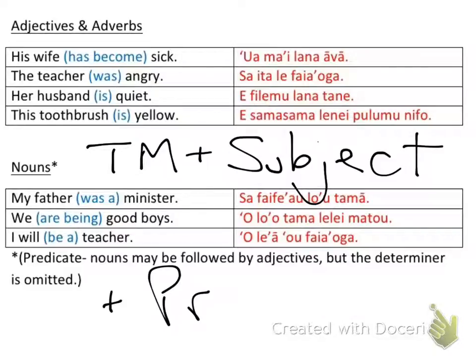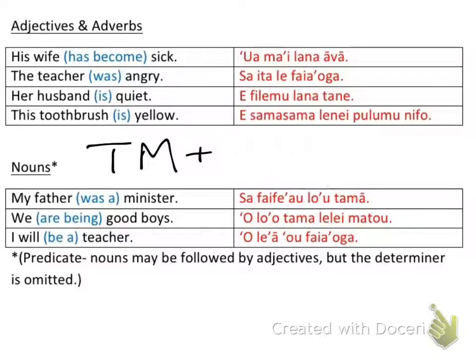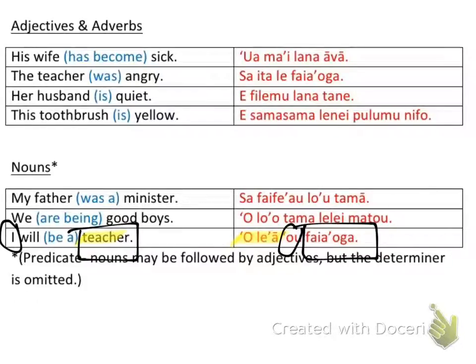And so basically, I just do the descriptive pronoun second in the statement, and then the thing that's being described comes next. So, for example, I will be a teacher. So this is a future tense. So that's olea. Excuse me. So I is the subject, but because I'm using a descriptive pronoun, that's going to come next, so that's o. And then teacher is the thing that I'm going to become, and that's right here. So hopefully this is making sense.